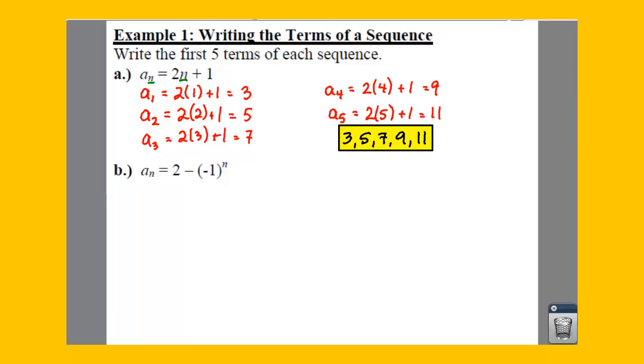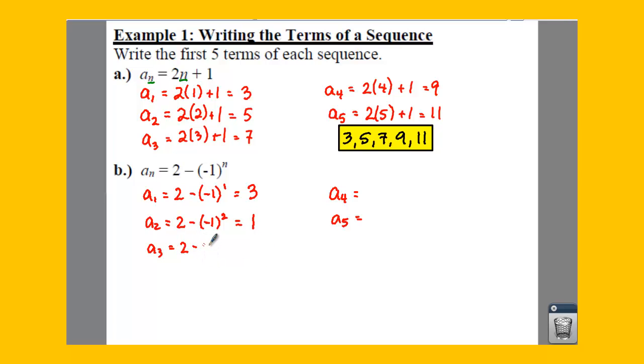Beautiful. Now for B, this is not as pretty because you have a -1 to the n, so you have an exponent, which is not as nice, but can still be done. So we're going to list out our a sub 1, a sub 2, a sub 3, a sub 4, and a sub 5. So we're going to plug in 1, 2, 3, 4, 5 for the n in this expression. So 2 minus -1 to the first. A -1 to the first is a -1, so 2 minus a -1 is a 3. Here's our first term. 2 minus -1 to the second is, let's see, what's that? 2 minus a 1, which is a 1.